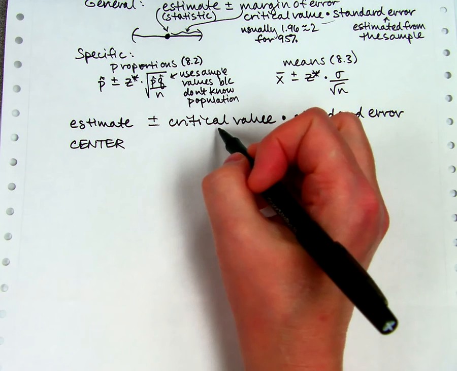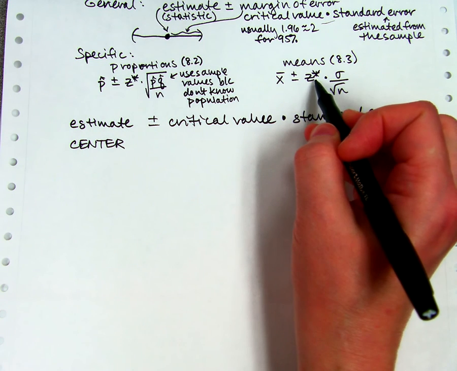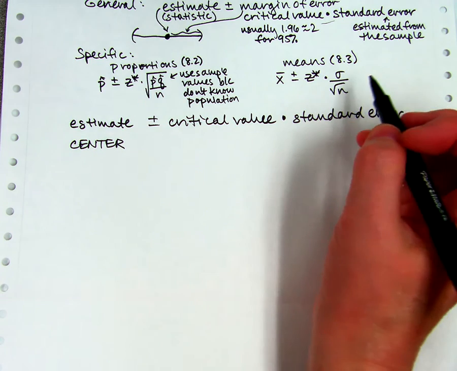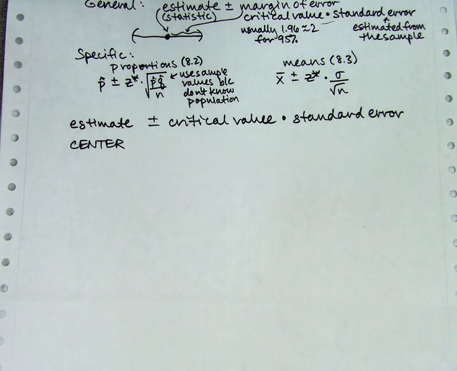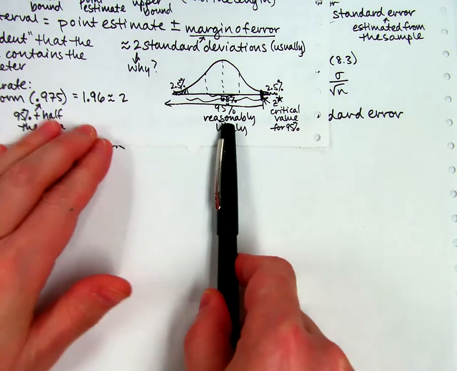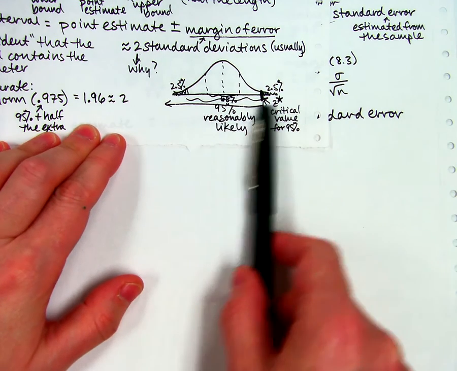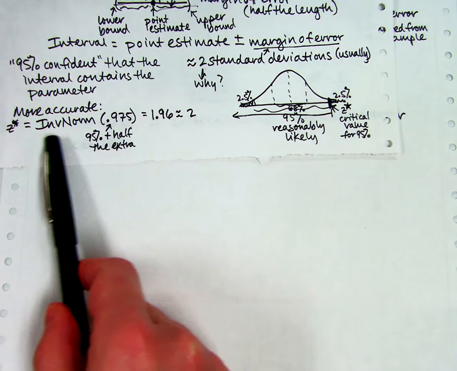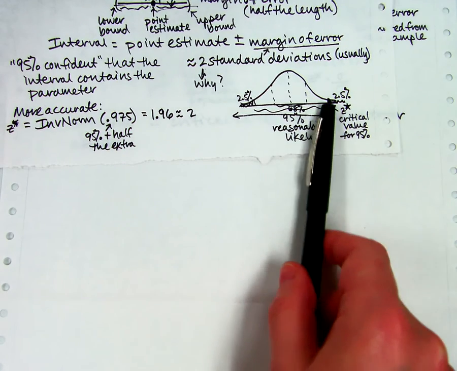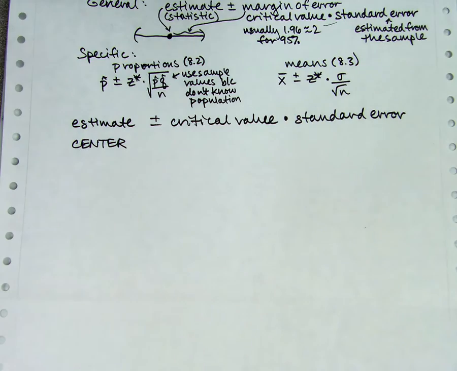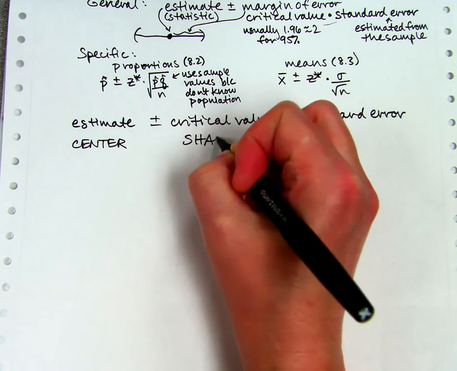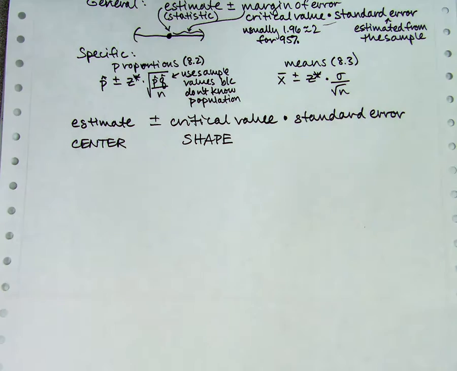The critical value is a z-star, which is calculated from the 95% thing, and we talked about how we do that on the normal curve in the 8.1a notes, so I'm not going to make you write this again, but here's a reminder of what we did in 8.1a. We talked about the normal curve and calculating where that z-star would be based on inverse norm to get it to cut off the middle 95%. That's based on shape. We can't do that calculation unless the shape is approximately normal. So that's based on shape.